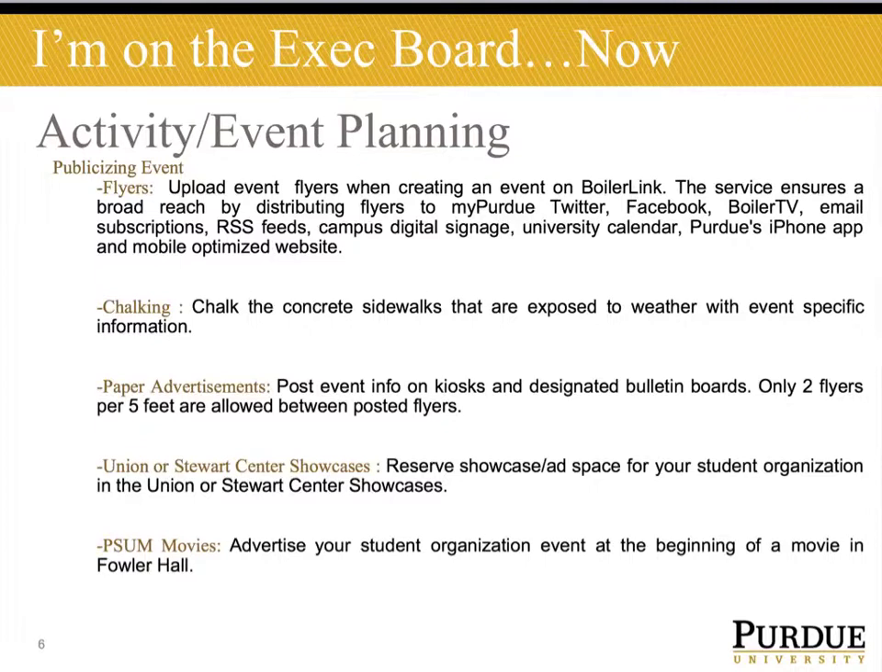Another popular way of publicizing events is chalking. As you would have seen, student organizations look for strategic locations where they can attract many students and chalk about their events at that particular strategic location. Some of the other options you could explore are paper advertisements, where you essentially post event info on kiosks and designated bulletin boards. You could also explore the possibility of advertising your student organization event at the beginning of a movie in Fowler Hall.